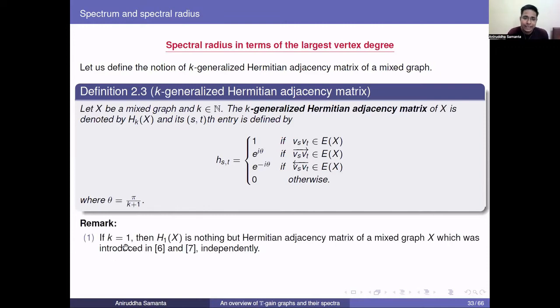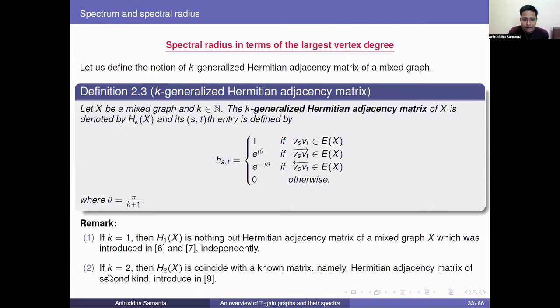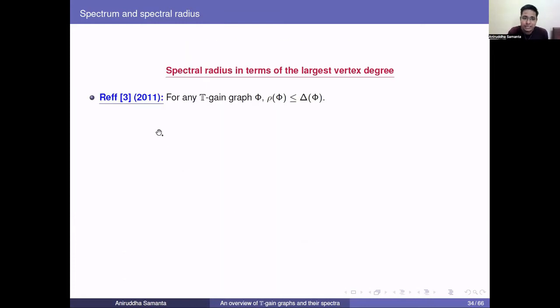Now, if we take K equal to 1, we get H1(X), which is nothing but the well-known Hermitian adjacency matrix of a mixed graph X, introduced independently by Guo and Mohar, and Liu and Li. And when we take K equal to 2, we get H2(X), which is also a known matrix, the Hermitian adjacency matrix of the second kind, introduced by Mohar. Now here is the result.